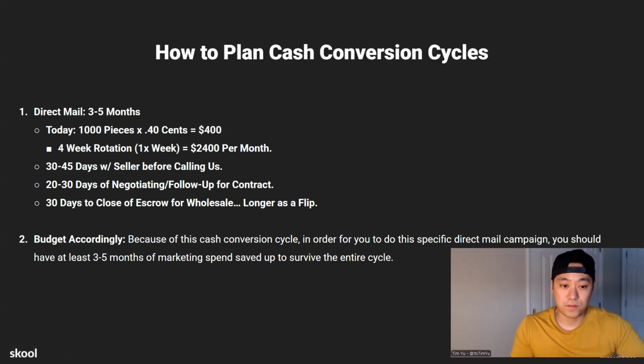So if you don't have a savings account or a budget to survive a full cash conversion cycle, this is where you end up in a money pit, where you spend tens of thousands of dollars and your deals aren't closing in time and you're just going to go bankrupt, right? So this is something that you really need to incorporate in your marketing plan before you pick a marketing plan to go forward with.